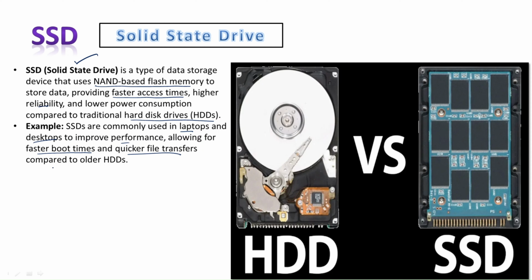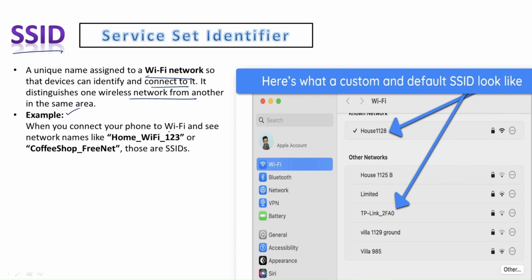SSID, that is Service Set Identifier. So SSID is a unique name assigned to a Wi-Fi network so that devices can identify and connect to it. It distinguishes one wireless network from another in the same area. For example, when you connect your phone to Wi-Fi and see network names like Home Wi-Fi 123 or Coffee Shop FreeNet, those are basically SSIDs, such as these.